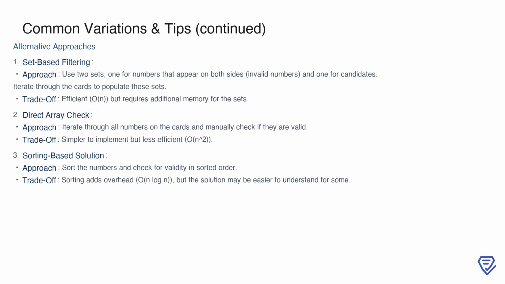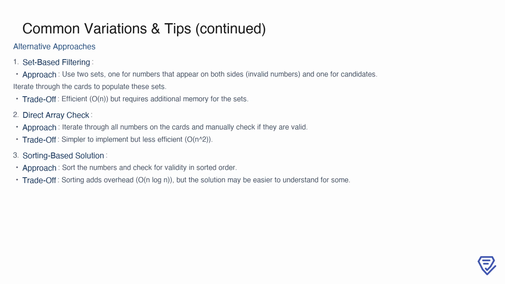Lastly, let's explore some alternative approaches to solving this problem. One effective method is set-based filtering. Here, you maintain two sets, one for invalid numbers that appear on both sides of a card, and another for potential candidates. By iterating through the cards, you can populate these sets and identify the smallest valid number efficiently in O(n). The trade-off is that this approach requires additional memory for the sets.